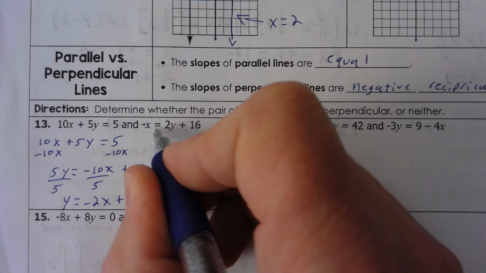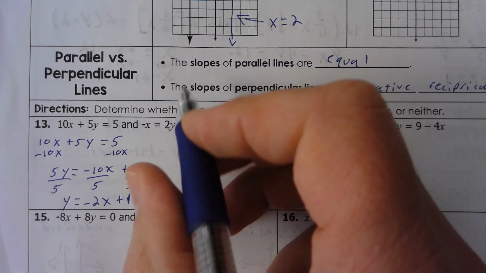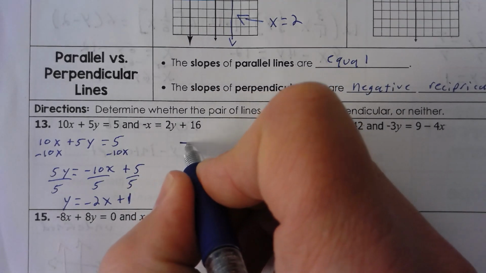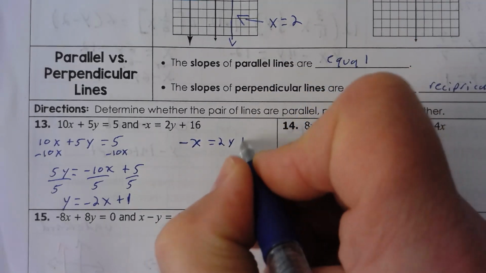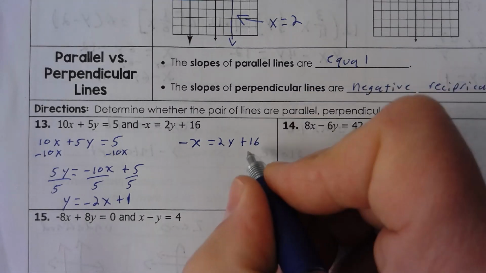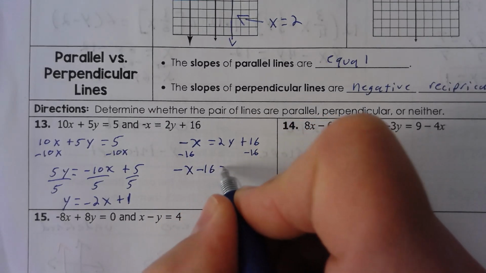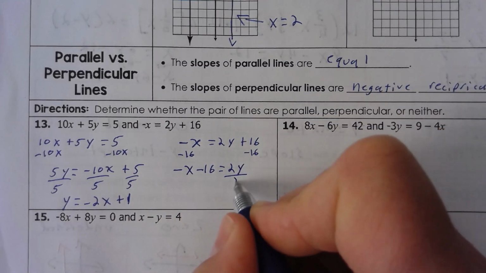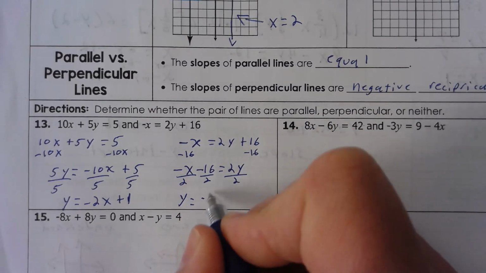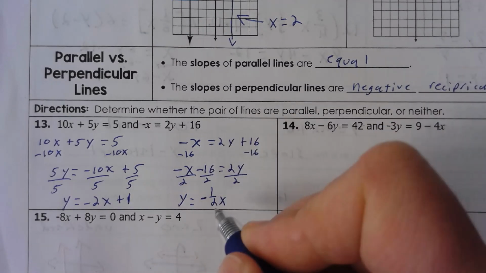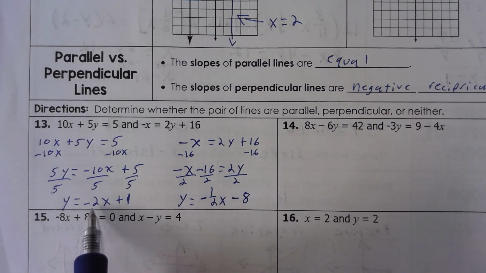So let's do it for this one right here. I have got negative x equals 2y plus 16. So what we're going to do is solve it for y. I'm going to have negative x equals 2y plus 16. I'm just going to subtract 16 from both sides. So negative x minus 16 is equal to 2y. And now I'm going to divide everything by 2. So y is equal to negative 1/2 x minus 8.